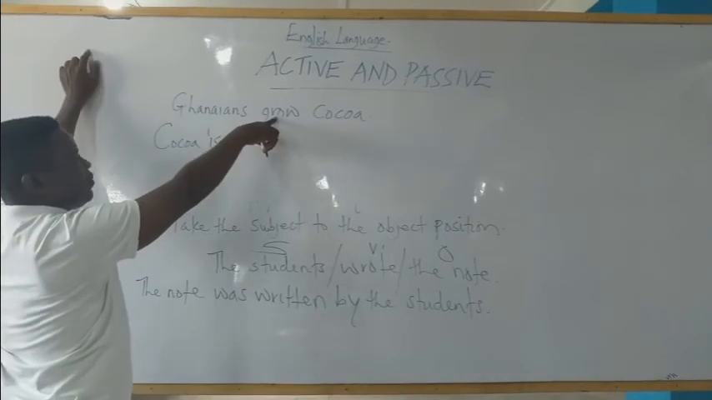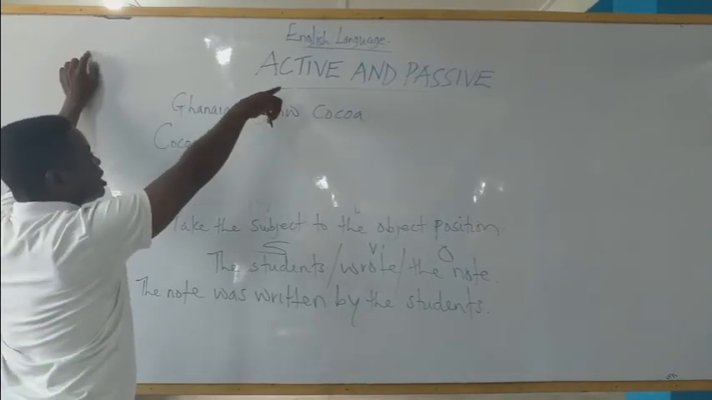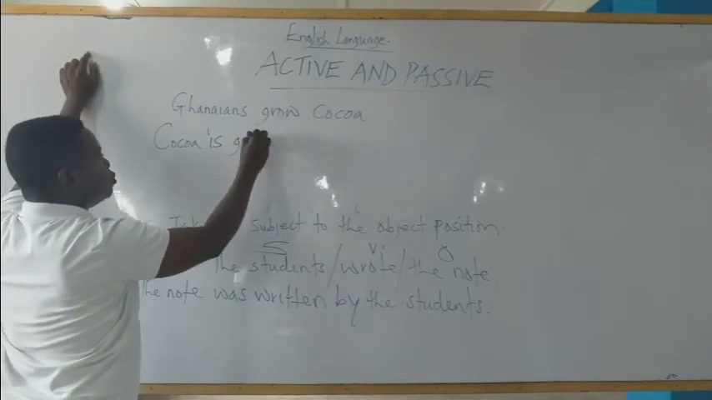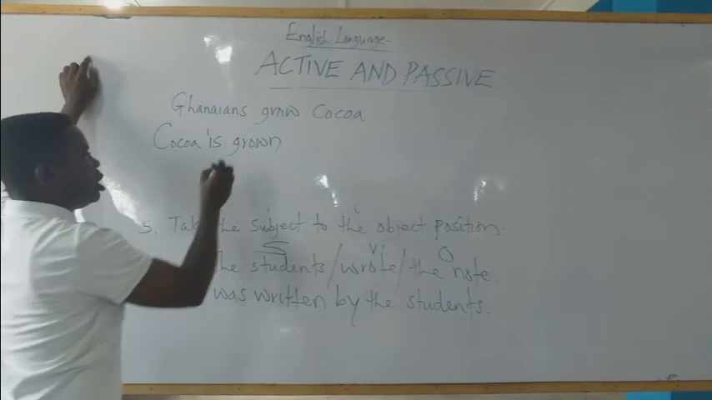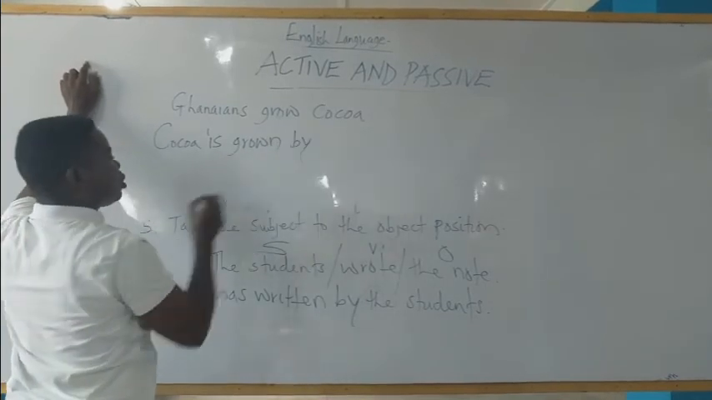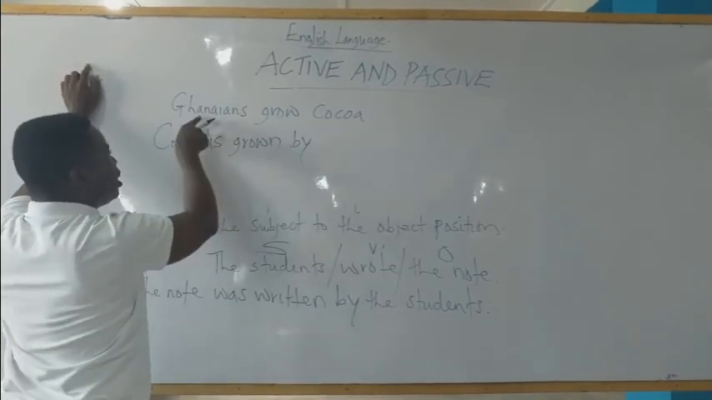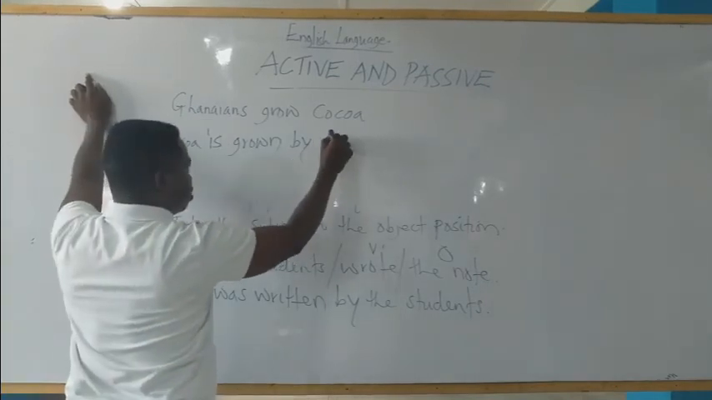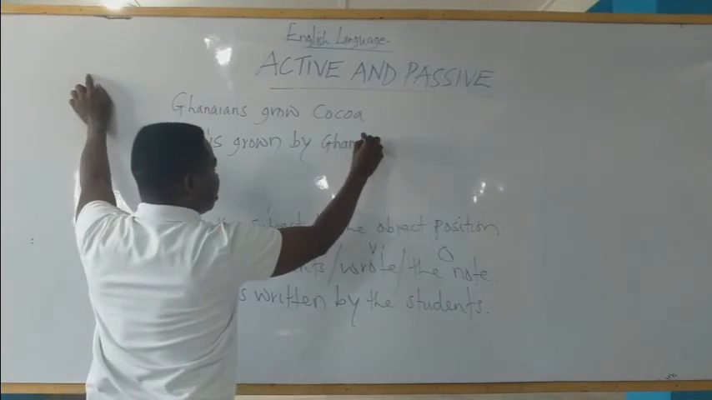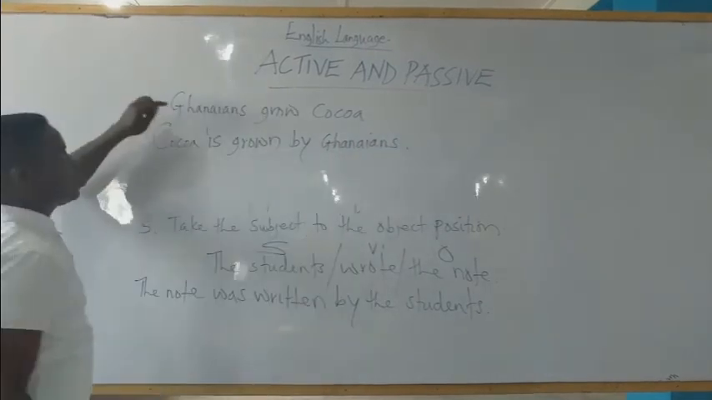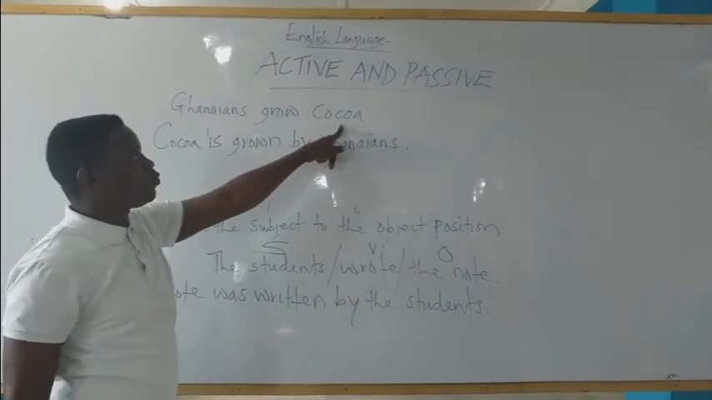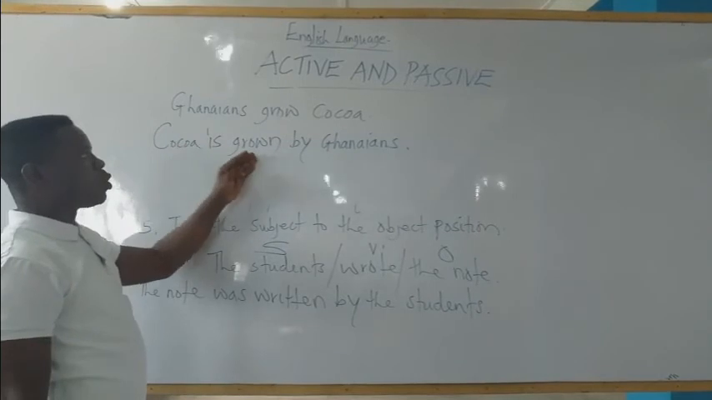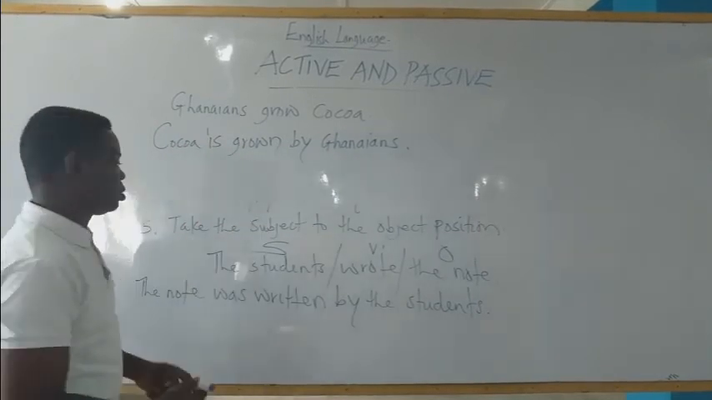Then repeat the verb of the active in perfect form. The perfect form of grow is grown. Then add by to the expression. Then number five: bring the subject to the object position. That will now be Ghanaians. So Ghanaians grow cocoa, in passive form, becomes cocoa is grown by Ghanaians.